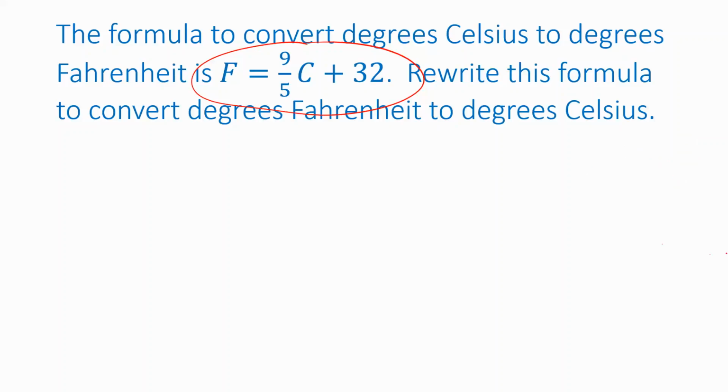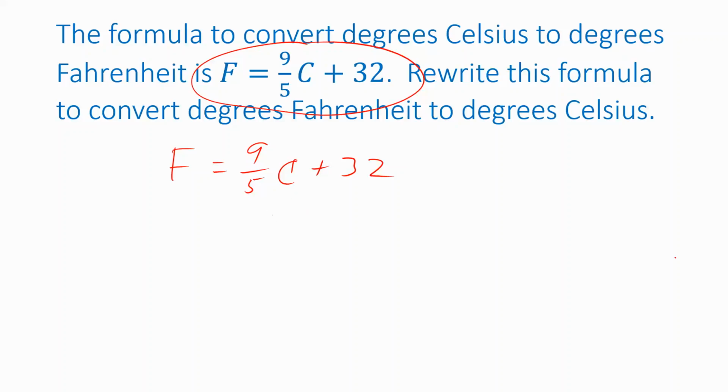So the first thing I want to do is recopy the formula. F equals 9/5 times C plus 32. And I want to think about how I'm going to turn this into a formula where I plug in an F and get out a C easily. So what I really want to do is to isolate the C. I want to get this thing by itself. So how can I do that?